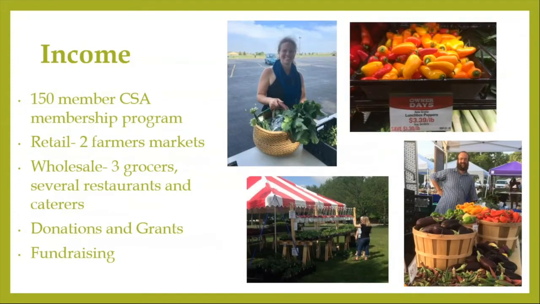So for us, income comes in a lot of different ways. We run a large CSA, Community Supported Agriculture membership program. So we have 150 shares, and actually there's a mistake on this slide. It's really not 150 members. We tend to have closer to 200 members because we offer both partial and full shares. So that's a lot of people and a lot of customers we're managing.